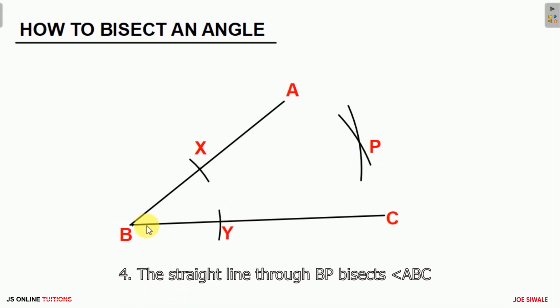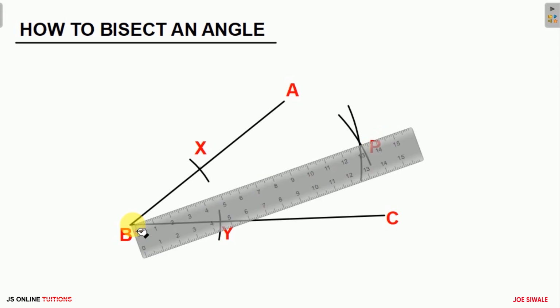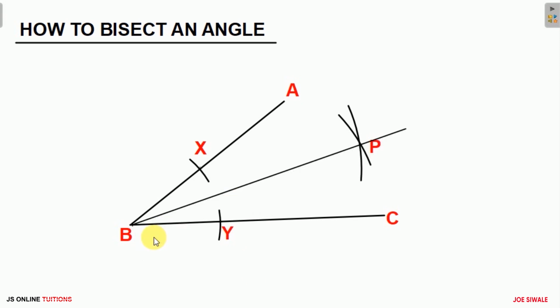So the straight line BP there is the line that bisects angle ABC. So let us draw that line. So we're going to draw our line BP. So immediately we draw our line BP, that means that we have bisected the angle at point B, or we have bisected angle ABC. So that's how you can bisect an angle.